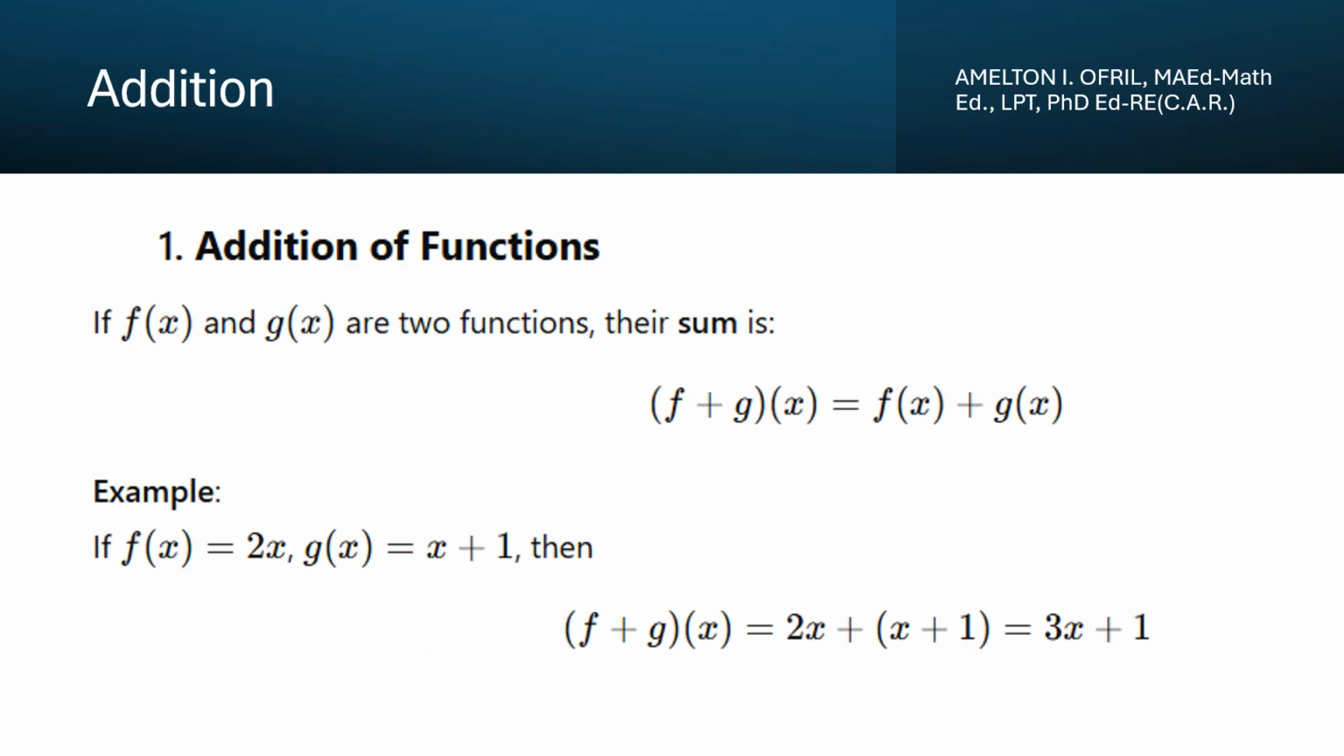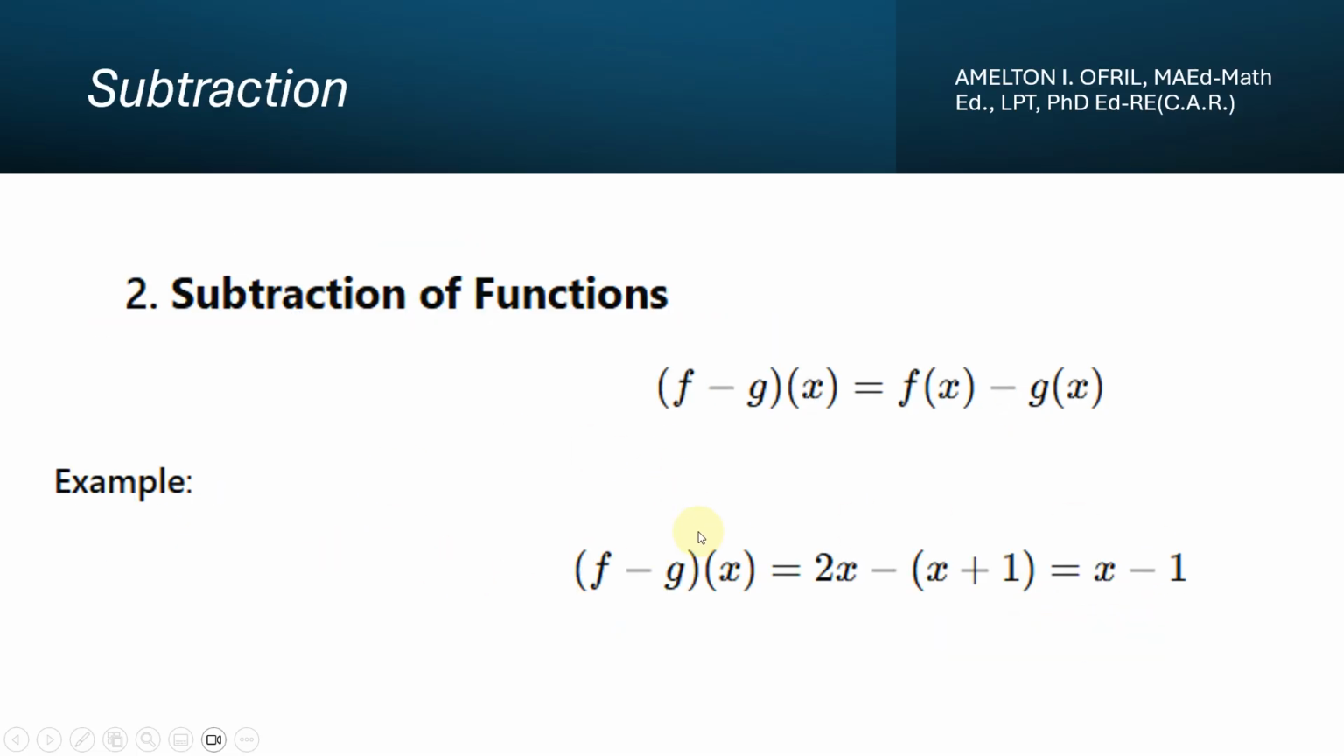To continue, we have here addition of functions. In adding functions, f of x and g of x are two functions. Their sum, f plus g of x, equals f of x plus g of x. In an example, if f of x equals 2x and g of x equals x plus 1, then their sum should be equal to 2x plus the quantity x plus 1, which equals 3x plus 1.